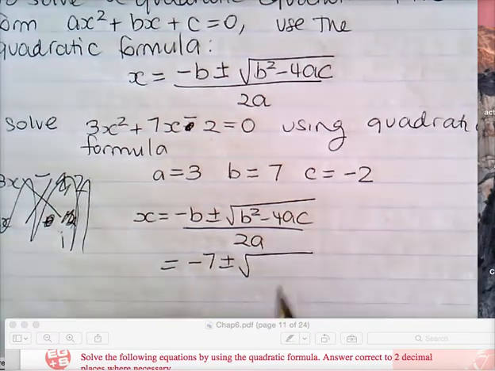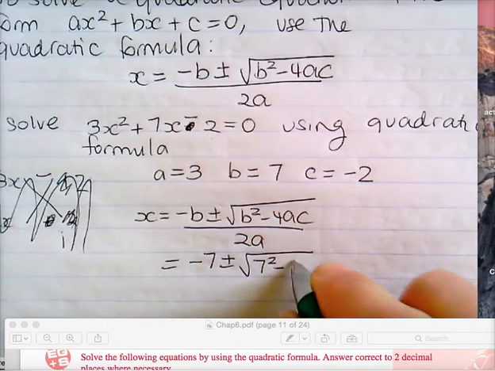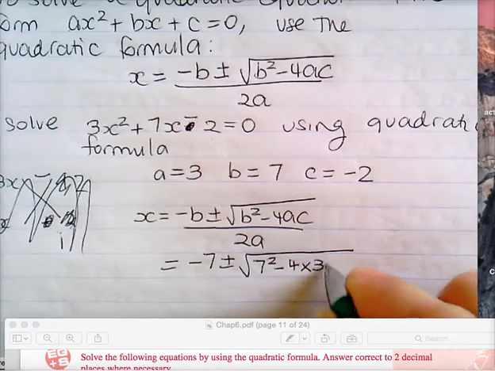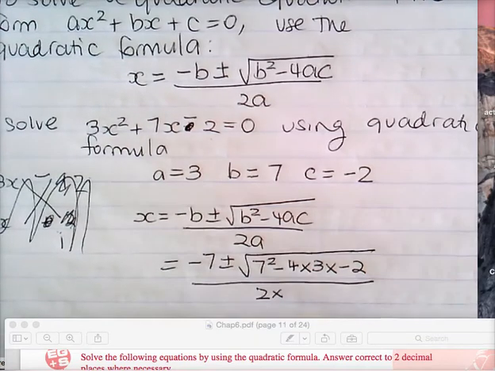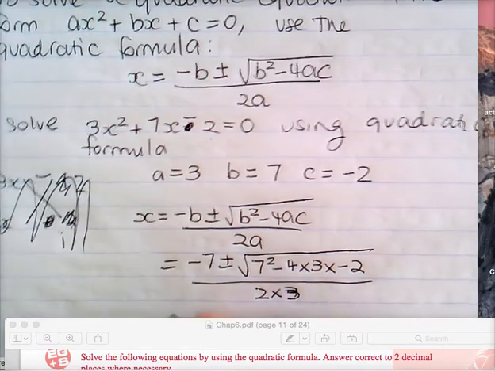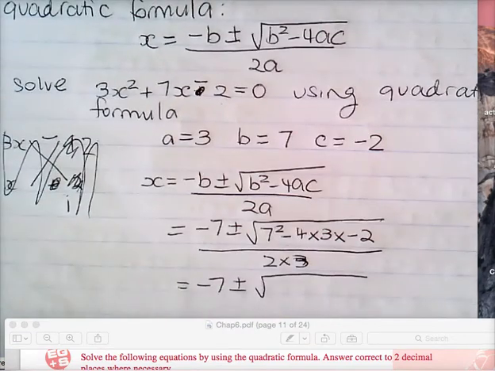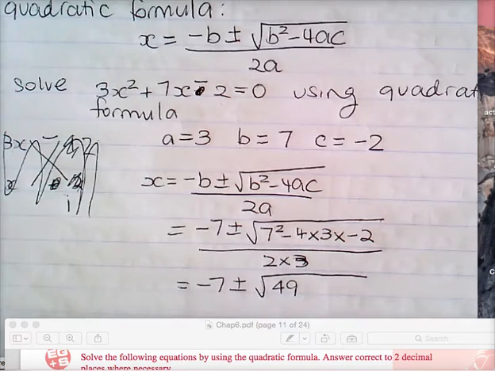Now, girls, what's 7 squared? 49. I'll write 7 squared minus 4 times, what's a? 3. What's c? Negative 2, over 2 times a. It's just substituting into a formula. A is positive 3. So it's negative 7 plus or minus the square root of 7 squared, 49, then minus 4 times 3 times negative 2. See how you've got 2 minuses? It's going to end up being a plus.